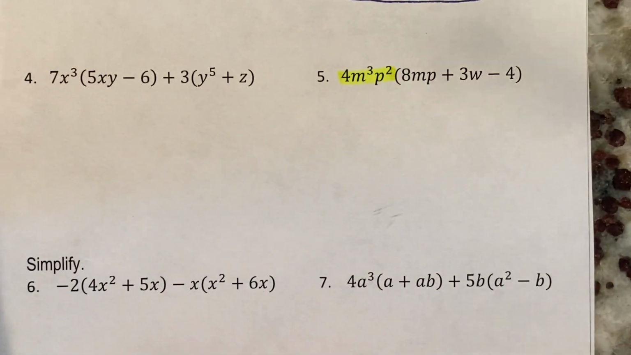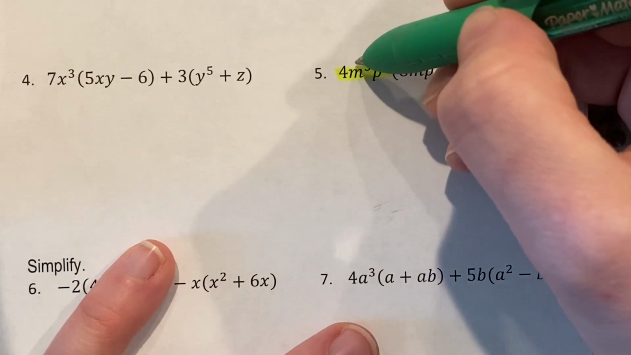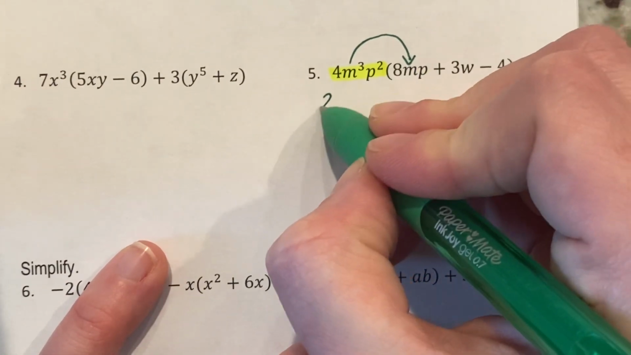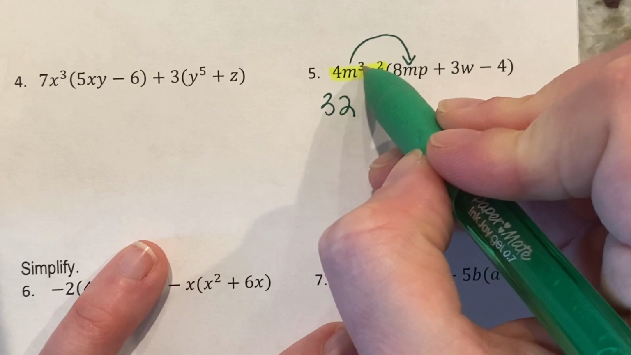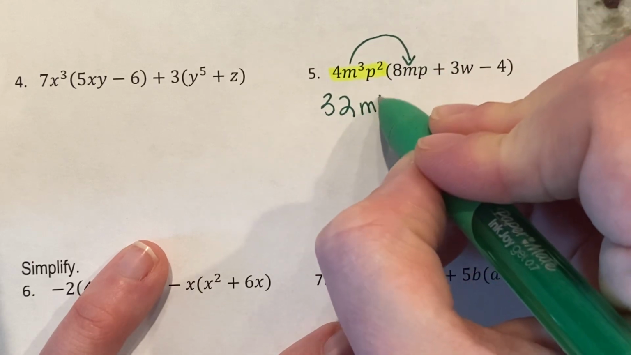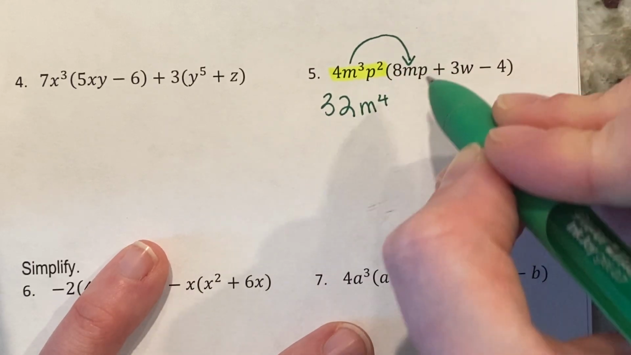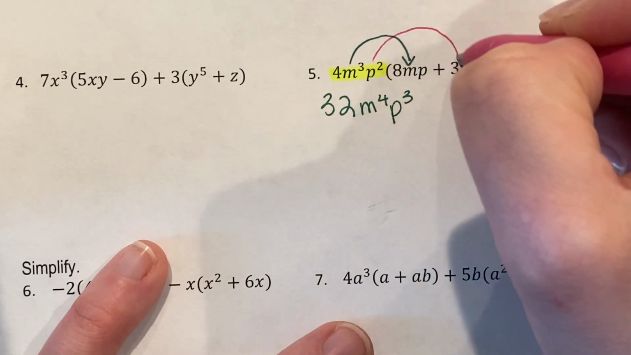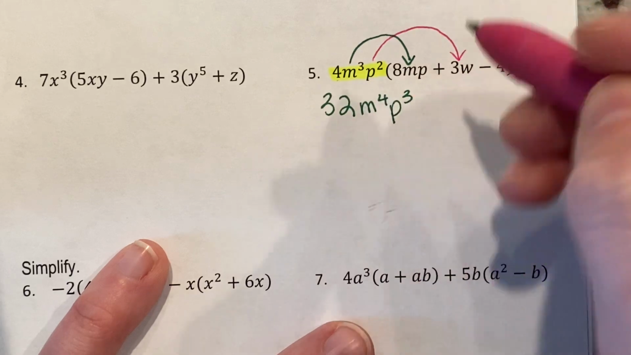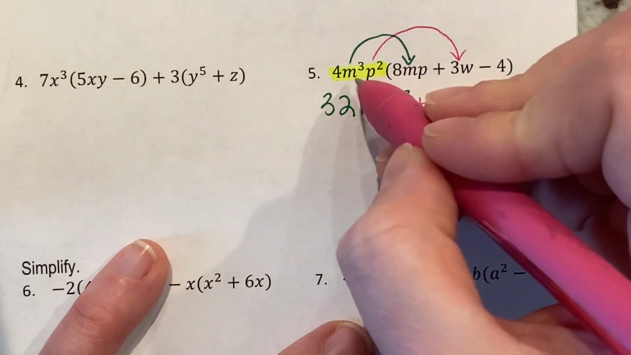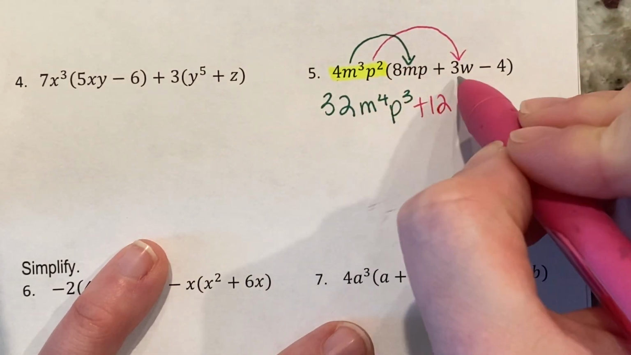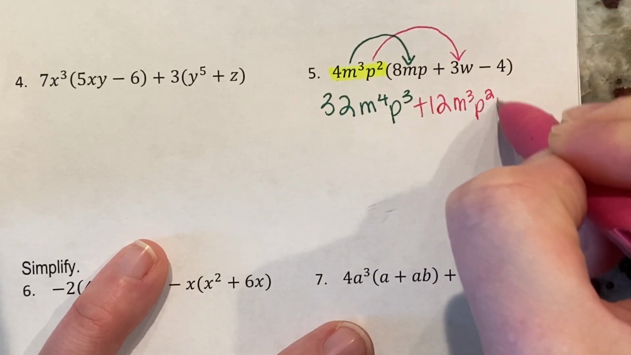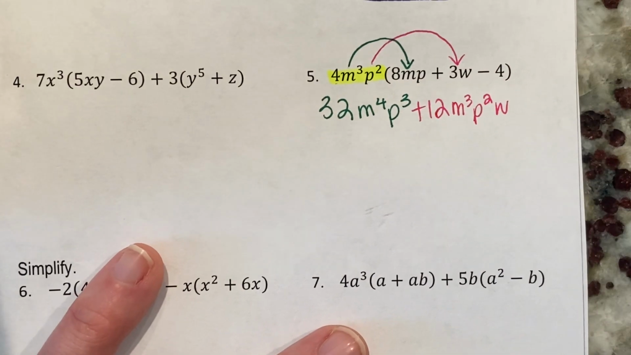All right, so we are distributing 4m cubed p squared, so I'm going to multiply that. That gives me 4 times 8 is 32, and I have 3 m's here and 1 here, so m to the 4th. 2 p's here, 1 here, so I have 3 p's. Then I have to multiply that times the next one. So I have 4 times 3, that's 12. I have m to the 3rd, p squared, and w. There's nothing I can combine because they're not the same.